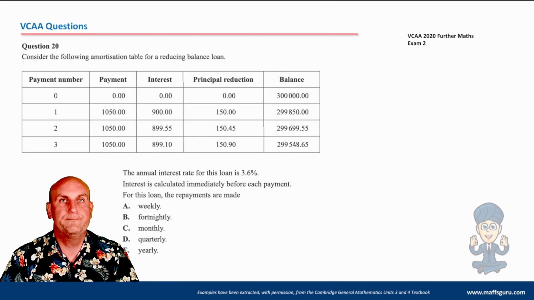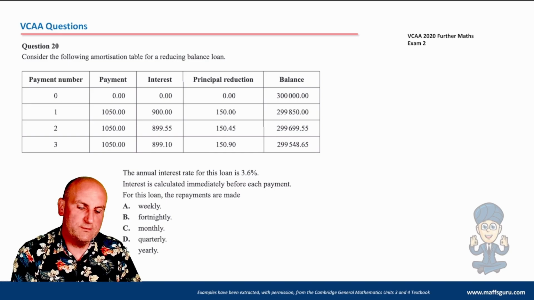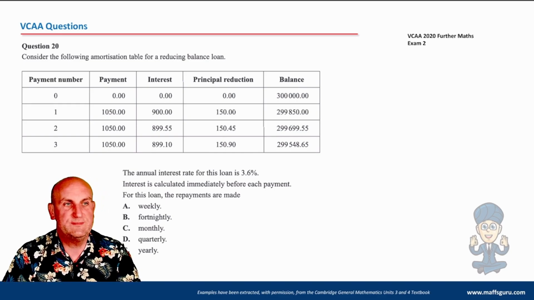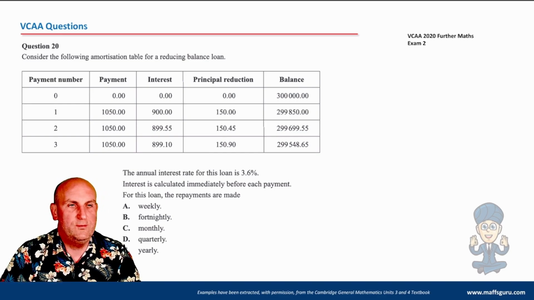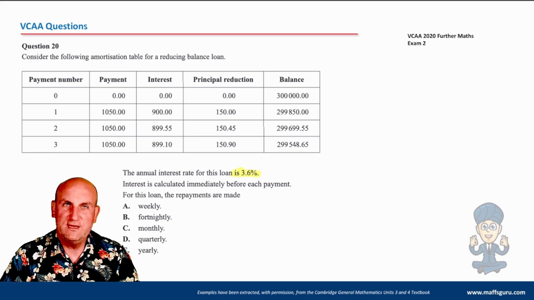Anyway. This one here is probably a little bit beyond the scope of this particular section of work because it's sort of an amortization table, but you should still be able to understand the logic behind it as I explain it. The annual interest rate for this loan is 3.6%. All right, so there's my nominal rate. Interest is calculated immediately before each payment for the loan. Repayments are made. Hold on a moment. They haven't given me an interest rate.